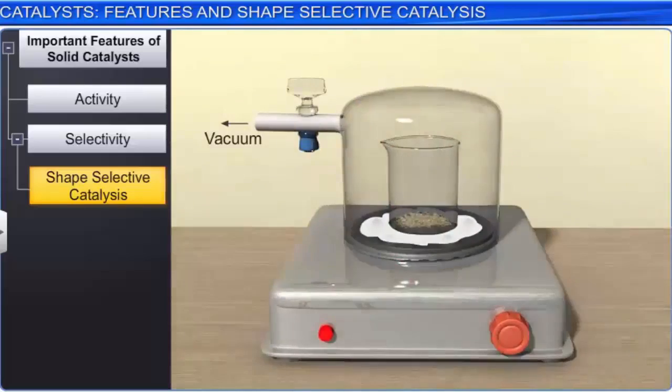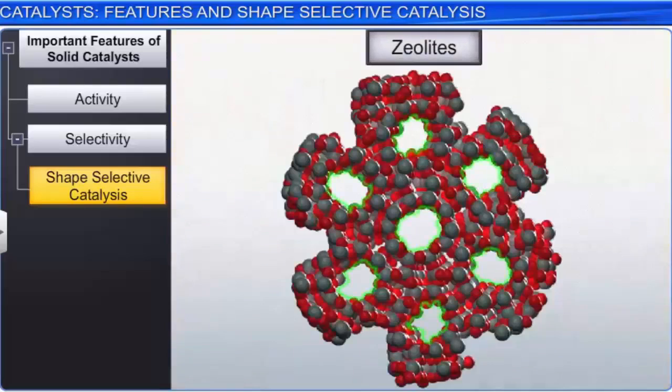Thus, the shape and the size of the pores control the access of the reactants and the products. In other words, the reaction taking place in a zeolite depends upon the shape and size of the reactant and product molecules, as well as the pores and cavities of the zeolite. It means that they are shape-selective catalysts.